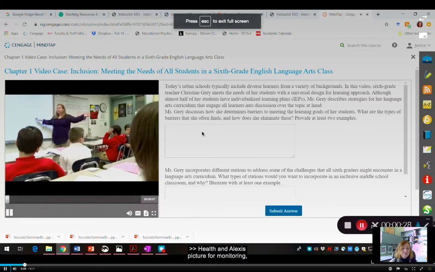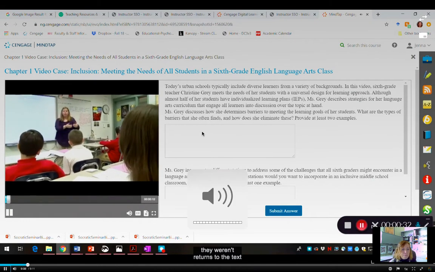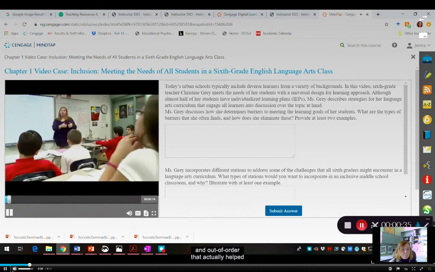Allison and Alexis were discussing how they looked at the picture first, got an idea, but then they returned to the text and found a word that actually helped them better.